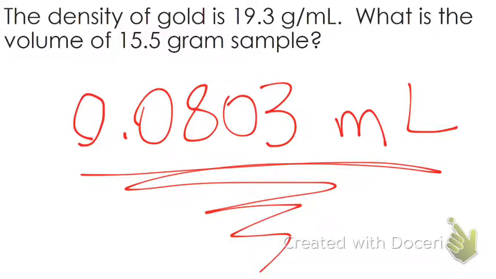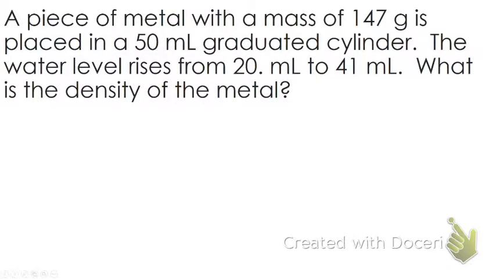So let's take another example real quick. If I can get to the next one. There we go. A piece of metal with a mass of 147 is placed in a 50 mL cylinder. The water level rises from 20 to 41 milliliters. What's the density of the metal? Okay, when it's asking for density, the simplest thing to do is use our density formula. I know you could probably figure out a way to use dimensional analysis to do it, but we have a formula to find it. So when finding density, just use the density formula.